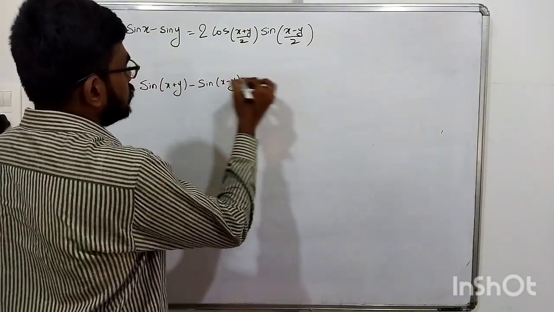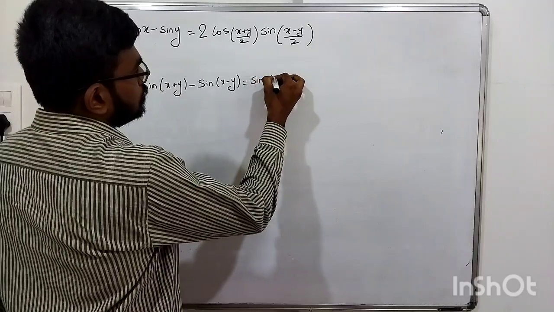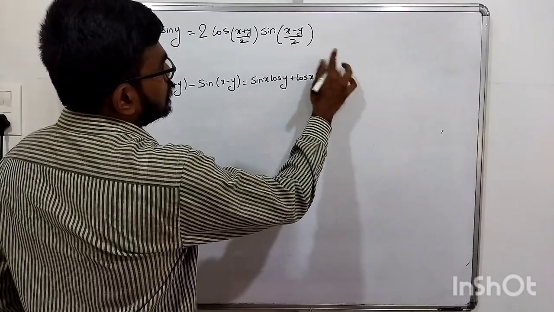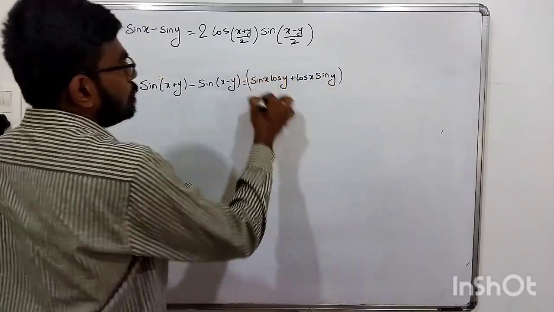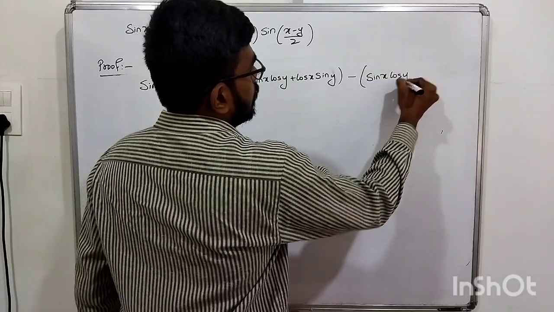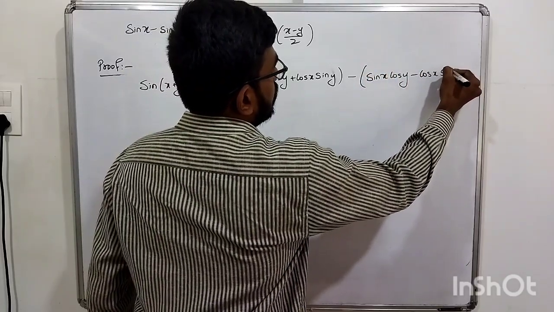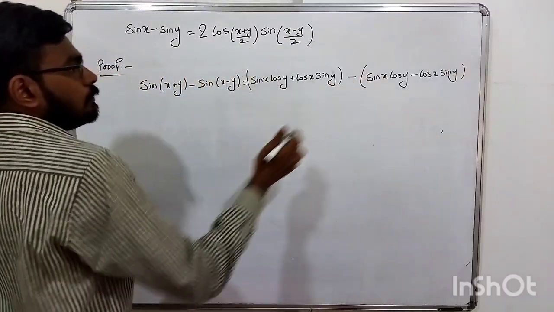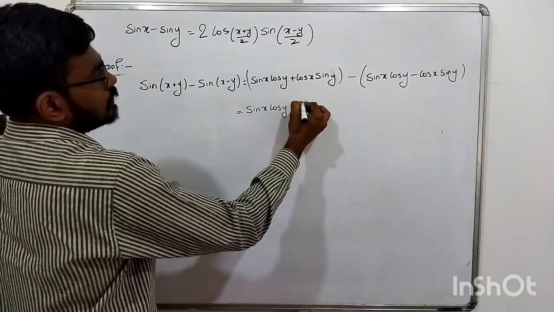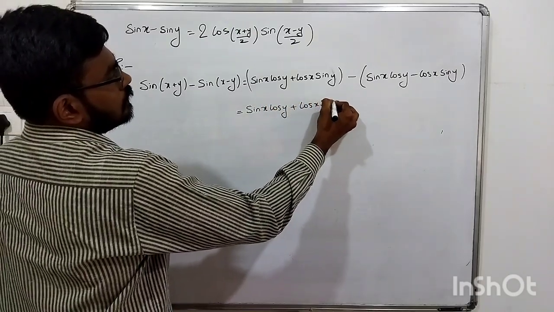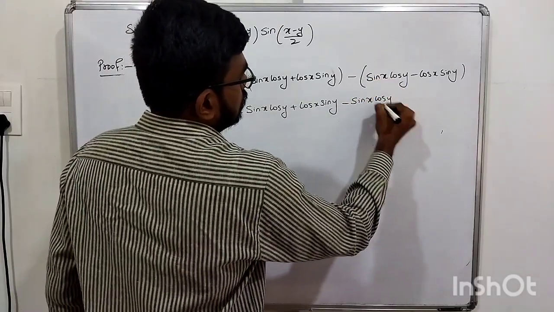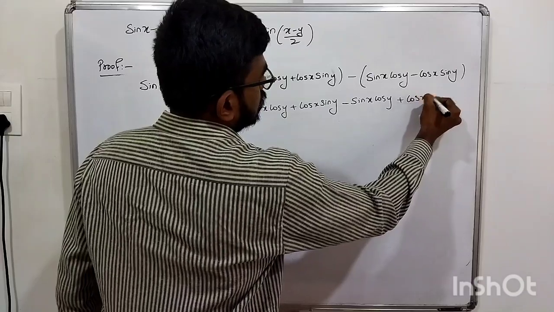So what do I get? Sine of x plus y is sine x cos y plus cos x sin y, and there is minus in the middle. Minus intermediate, sin x cos y minus cos x sin y. When I put that minus inside, what I get is sin x cos y plus cos x sin y, minus into plus is minus sin x cos y, minus into minus is plus cos x sin y.